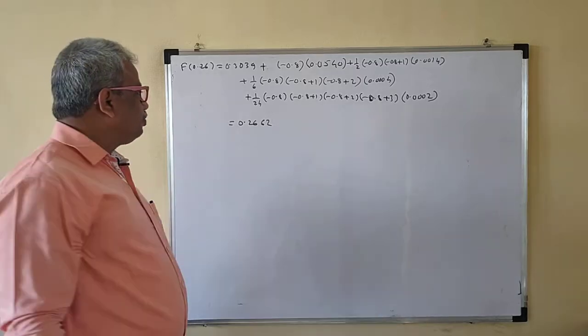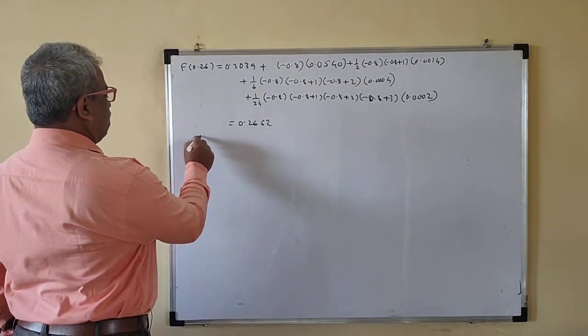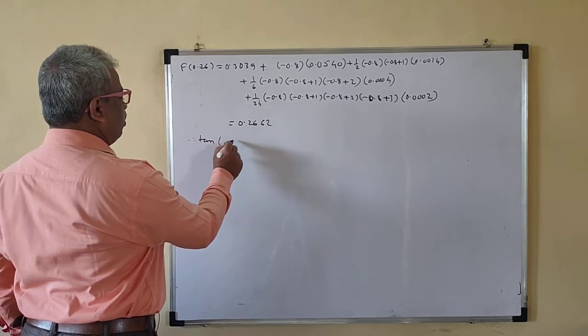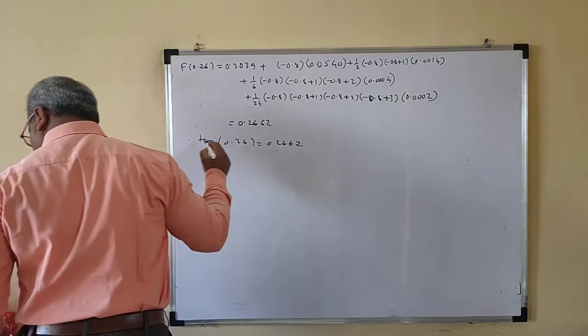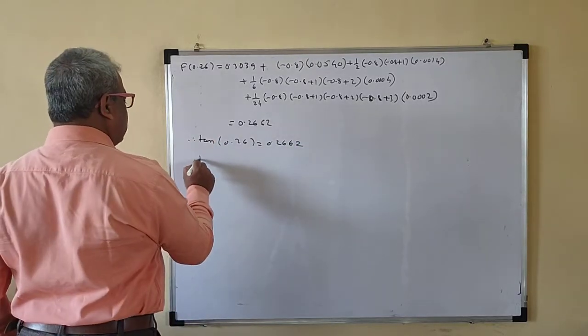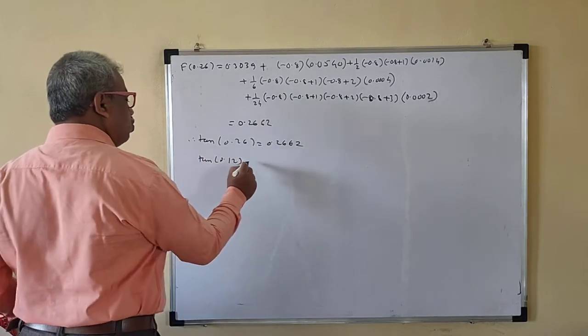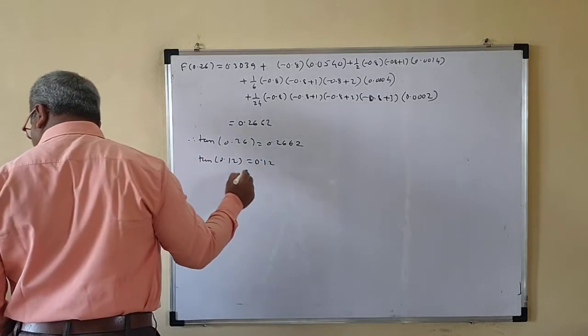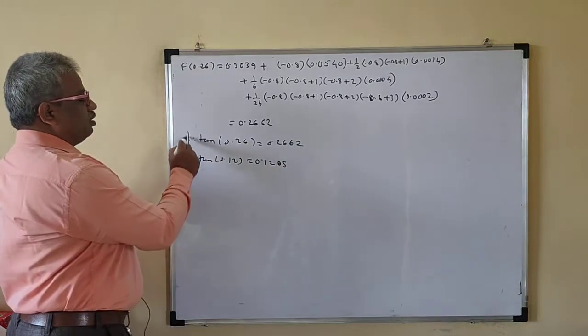Okay. So this is tan of this, therefore tan of, just write the final value, 0.2662. And whatever in the previous one, tan of 0.12, I think. Tan of 0.12 is equal to 0.1205. This is your final answer.